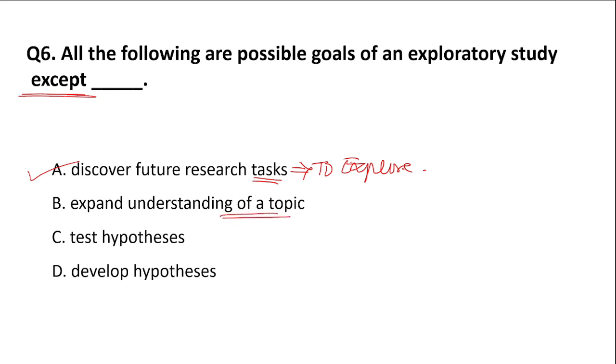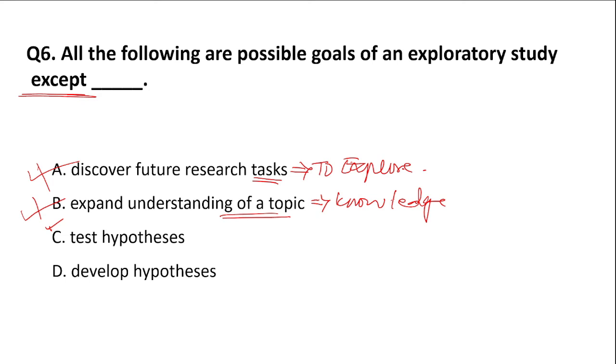Exploratory study helps expand the understanding of a topic, and its main goal is to expand the knowledge or the area of knowledge. That means option B is also a goal of an exploratory study. Option C is test hypothesis. Students, remember in the previous slide we discussed that in exploratory research, the researcher develops the hypothesis rather than testing it. So testing hypothesis is not a goal of exploratory research. That means option C is correct, because we have to find which is not a goal. Options A and B are incorrect.